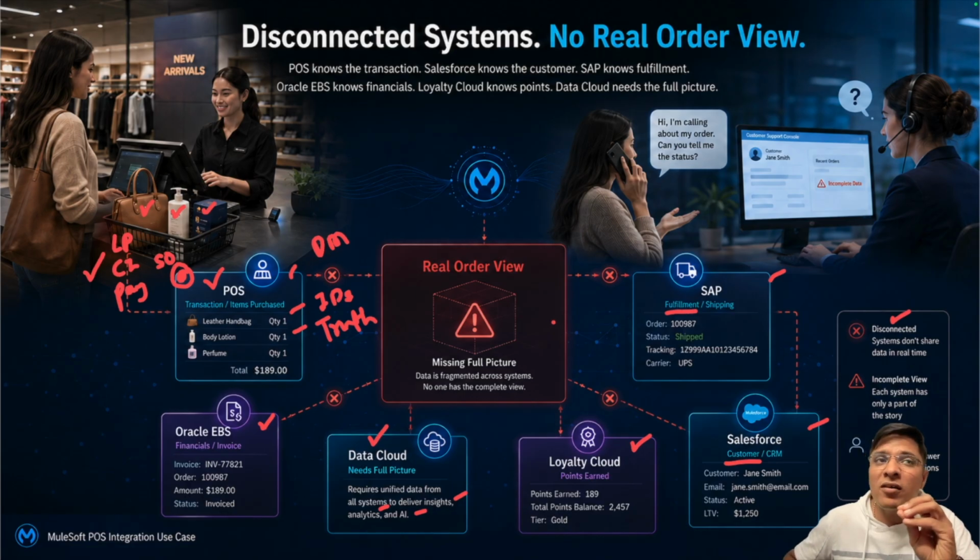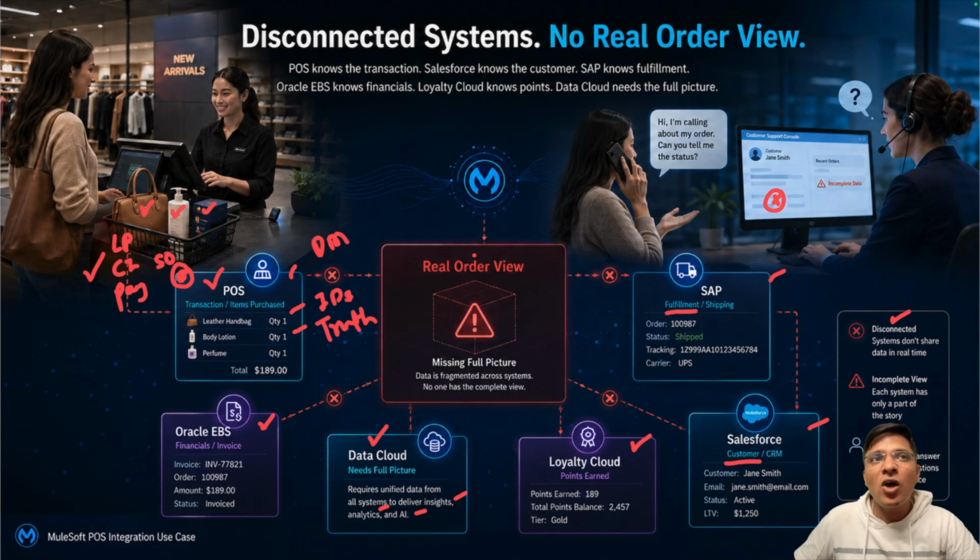Now, at any point of time, nobody will have the complete view of this sales order. And this will impact our customer support. If the customer calls our support and asks about the order status, then our agents won't be able to answer those queries confidently because they don't have a complete view of the sales order.